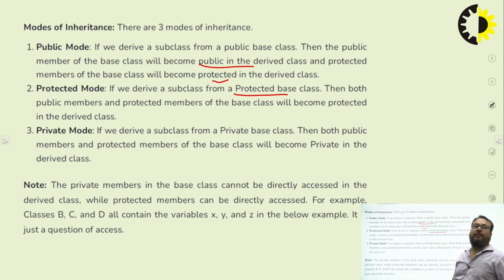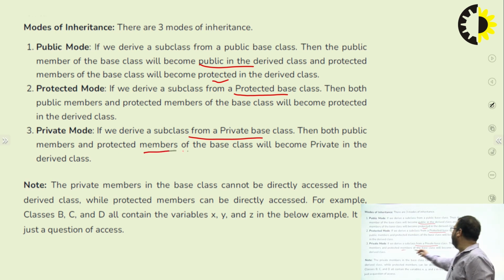And in private mode, whether public, protected or private, they all become private to the derived class. So if we derive a subclass from a private base class, then both the public and protected members of the base class will become private in the derived class. That is the point to be considered. Once a member becomes private, to the derived class or even its own class, it could not be accessed directly by the object of that class. They could only be accessed by the member functions of that class, just like a private member. Simple.